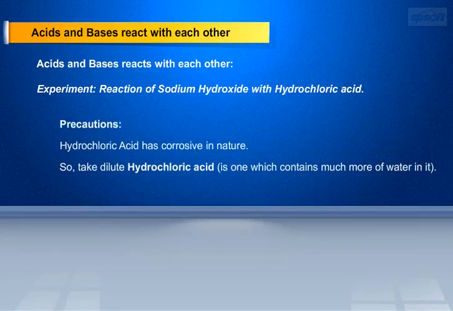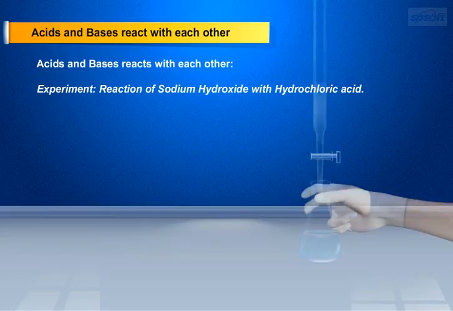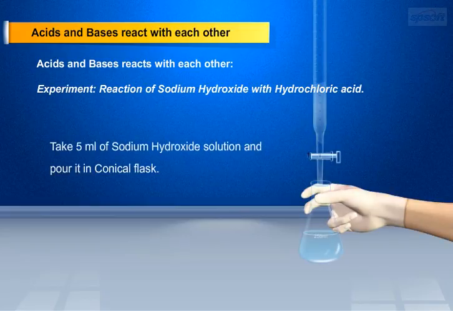We need to take precaution during the experiment. Hydrochloric acid is corrosive in nature. So, take dilute hydrochloric acid, which is one that contains much more water in it. Let's start doing the experiment. Take 5 ml of sodium hydroxide solution, and pour it in a conical flask.